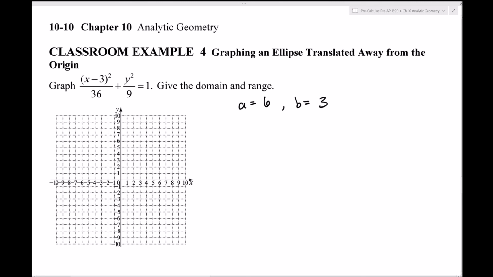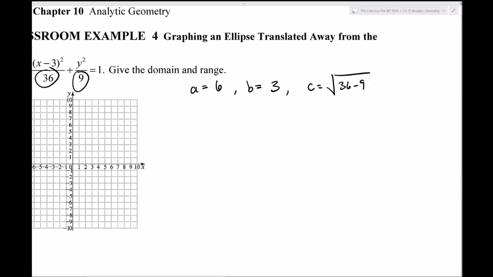What does that make c? Well, c is equal to the square root of the difference of those two numbers. We subtract 36 minus 9. So you just take those two numbers and subtract them in the order that makes it positive. So 36 minus 9 would be the square root of 27.